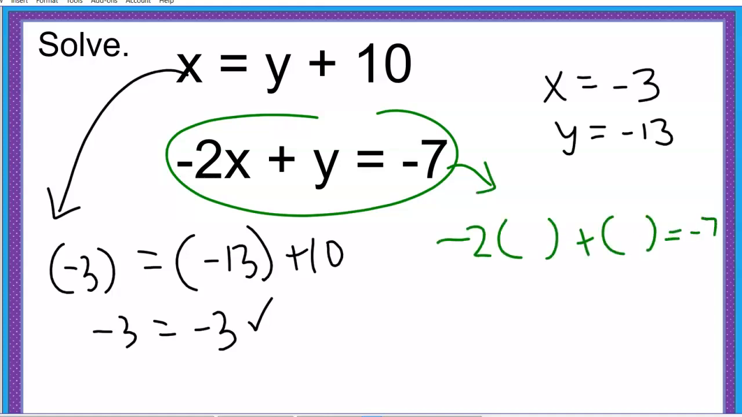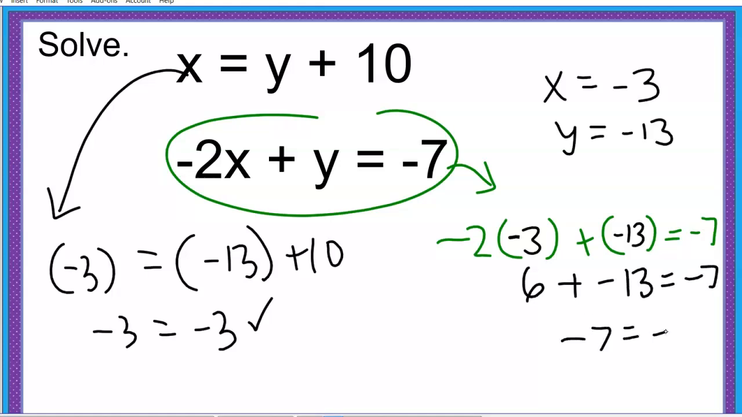And in my second sentence, when I erase and replace my variables, I'm going to get 6 plus negative 13 equals negative 7. And again, this statement is true. A solution must satisfy both equations in the system.